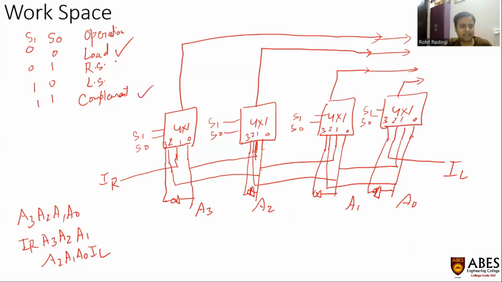So it is a binary bidirectional shift register which has a four-bit capacity. At 00 we will have a load operation. At 01 we will have right shift. At 10 we will have left shift, and at 11 we will have complementation of the data.